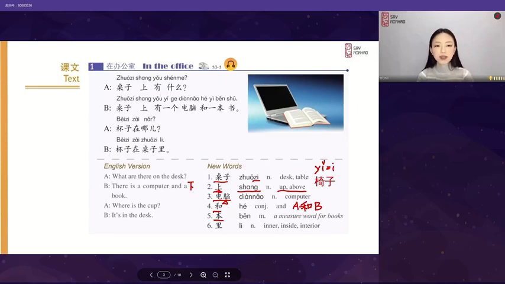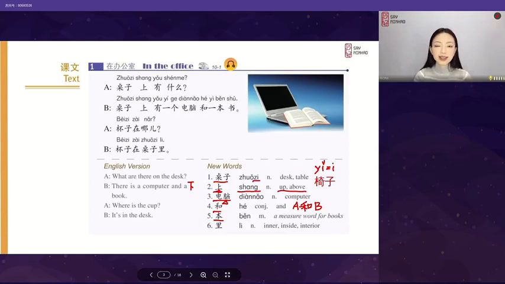So if you don't understand why I changed the yī into yì, please go back to check your notebook and see the tone sandhi rules for yī, okay? 一本书, okay. Now how to say one Chinese book, a Chinese book?